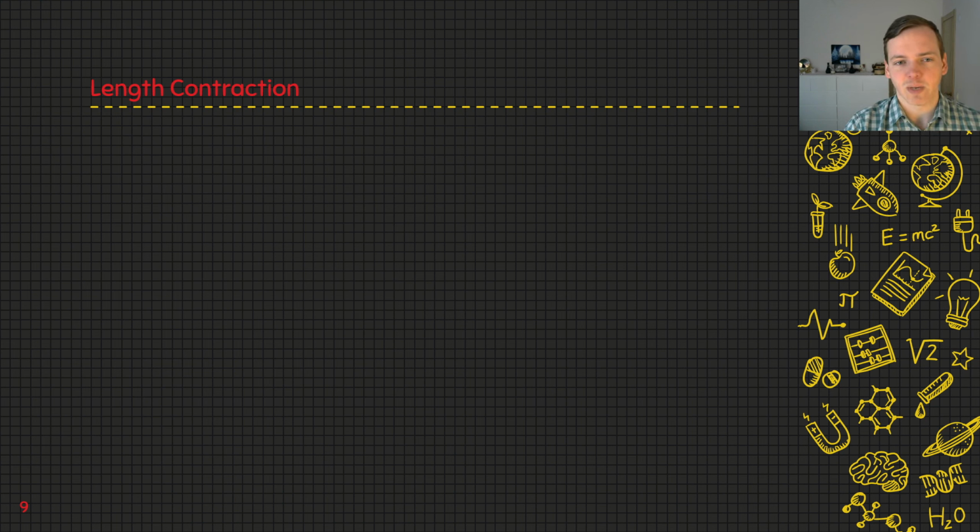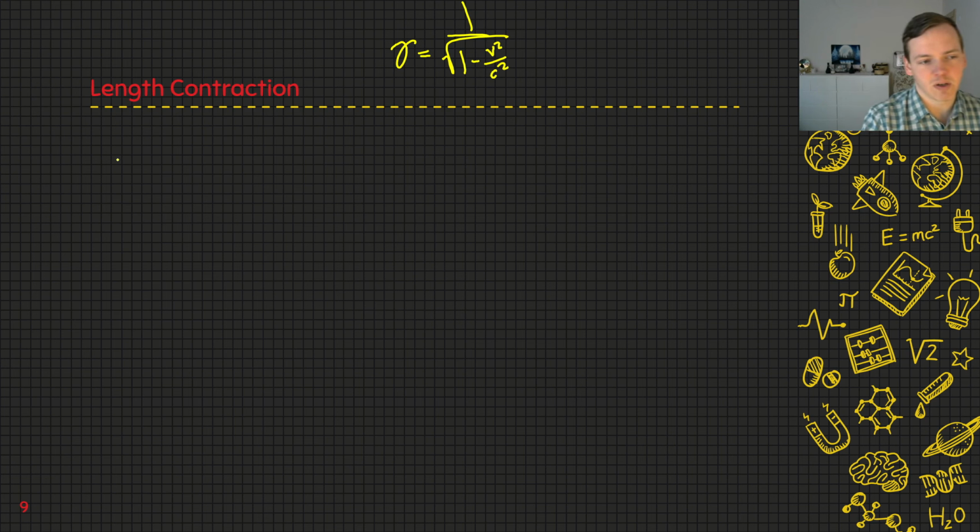But as a reminder, we have this relativistic factor gamma, and that's going to be equal to 1 over the square root of 1 minus v squared over c squared. So if that's our gamma, for length contraction, basically what we have happening is if an object is moving, or something is in a different frame of reference than you are, and you see it traveling past you, it's going to be squished or contracted in the direction of its motion.